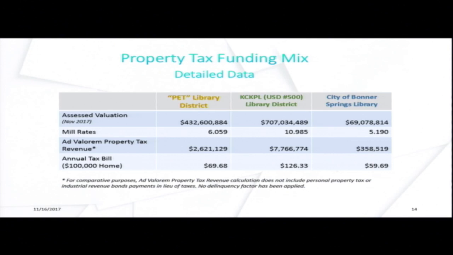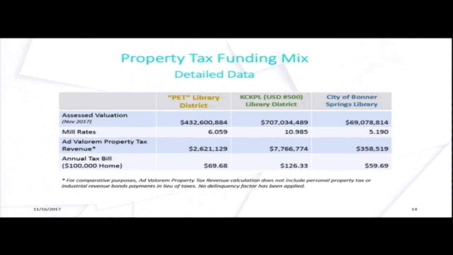So the next two slides are going to show a little bit of the property tax funding mix. This slide shows you the data. The next one is more of a data visualization so that you can see the differences. The top lines, we've got the three districts. The top line is the different assessed values, followed by the mill rate. The Pet District's mill rate is 6.059, and the Kansas City, Kansas Public Library System is 10.985.